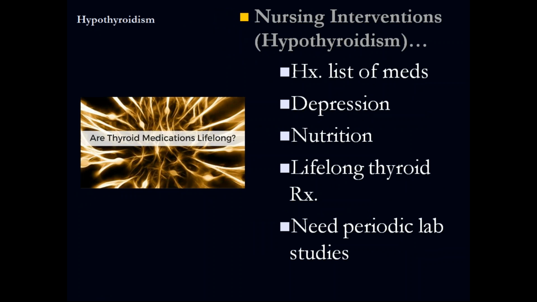Okay, so history or list of medications. We already talked about over-the-counter, like selenium. We have vitamin A. Depression, that is one of the signs and symptoms of hypothyroidism. The patient is hypo, low, depressed. Nutrition: the patient says, I'm gaining weight and I don't know why I'm gaining weight if I eat so little or I was eating as before. Lifelong thyroid treatment and need periodic laboratory tests. How often? Depends. Every month or every 2 months.